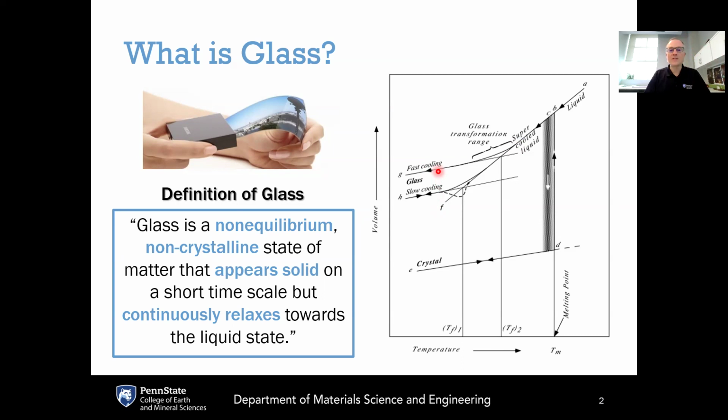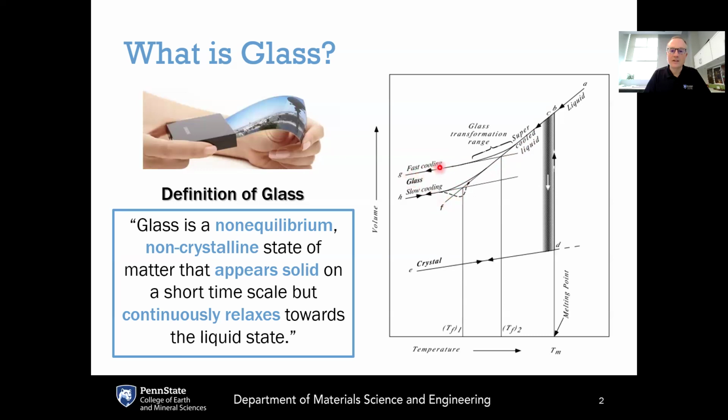And what this means is that the glass itself is unstable. It appears solid, it appears rigid and non-flowing on the timescales that we normally observe it. But if you were to wait long enough, you would observe that over time, this glass is actually very slowly, continually relaxing towards this supercooled liquid line here.